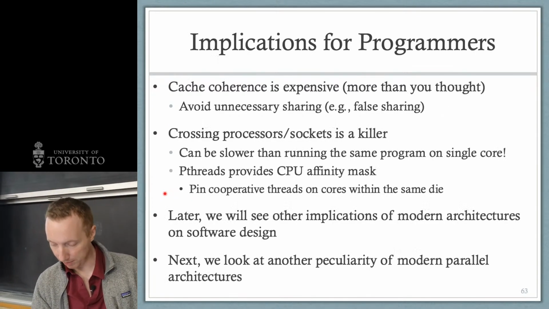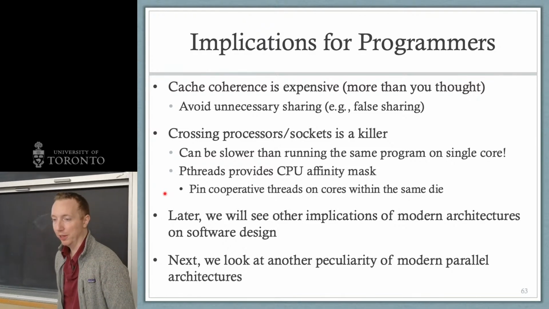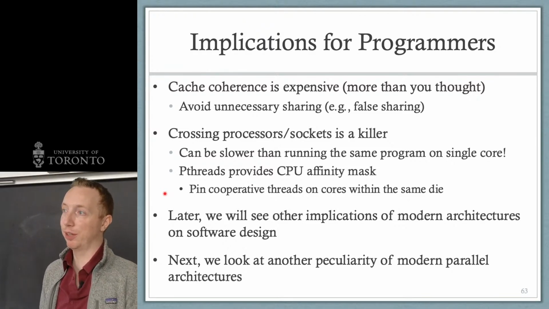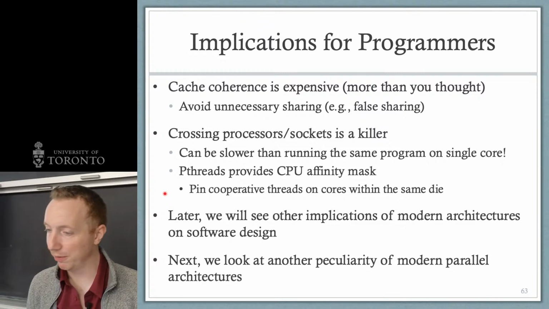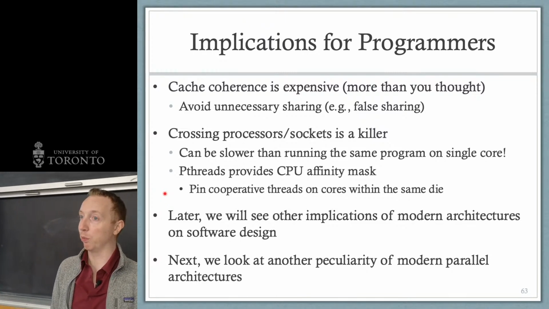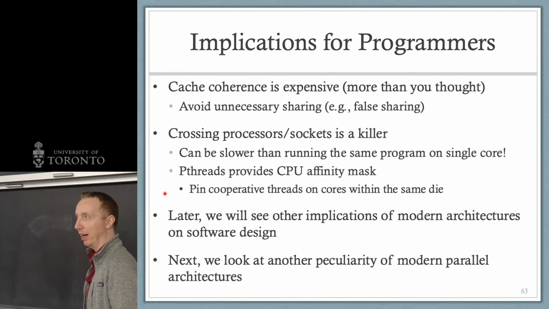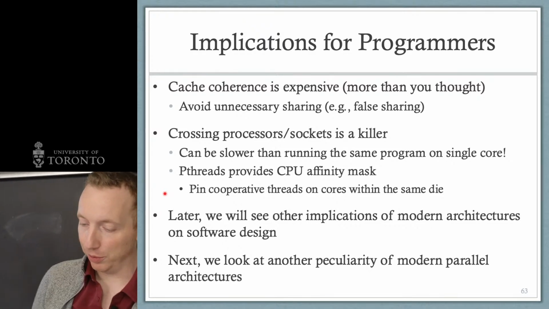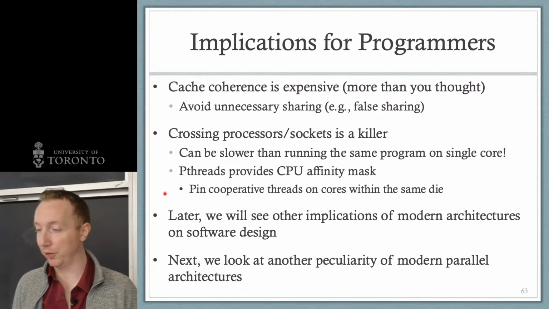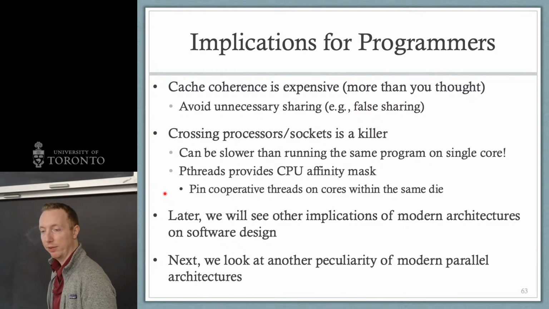So as a programmer, cache coherency is something you might not have thought of before, and it's really expensive. It does not come for free. So you want to avoid any unnecessary sharing. False sharing is probably the biggest thing.